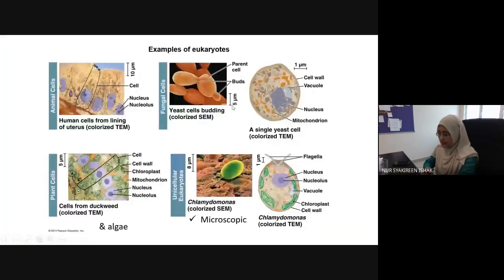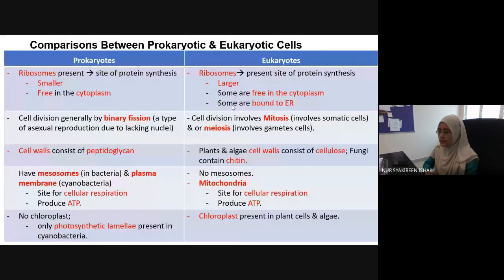In this table, it gives you the differences between prokaryotes and eukaryotes. For prokaryotes, the size of the ribosome is smaller, but for eukaryotes the ribosomes are much bigger. Prokaryotes have free ribosomes, which means the ribosomes are scattered in the cytoplasm. They are not bound to any structure within the cell of the prokaryote.